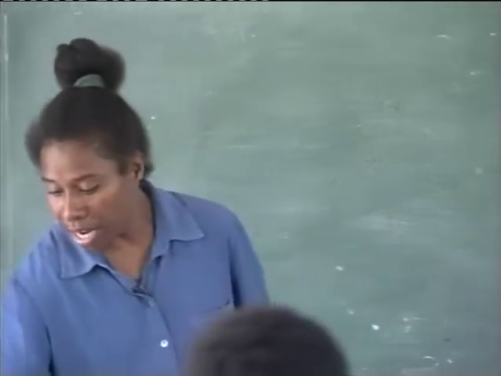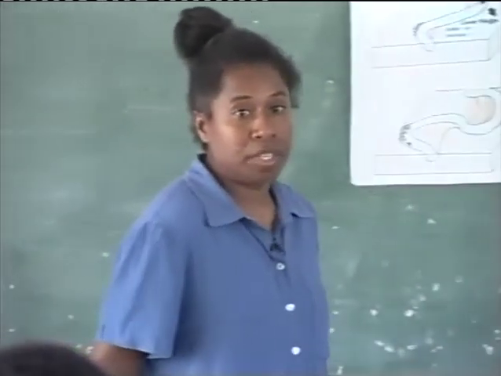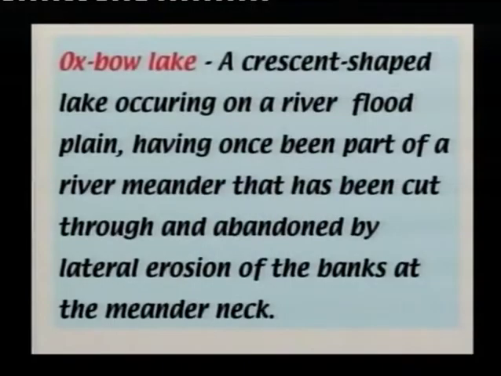From the last presentation, we were able to look at Oxbow Lakes, their formation, a definition now to help you with what has been covered on Oxbow Lake. An Oxbow Lake is a crescent-shaped lake occurring on a river floodplain, having once been part of a river meander that has been cut through and abandoned by lateral erosion of the banks at the meander neck. That's a definition of what an Oxbow Lake is.